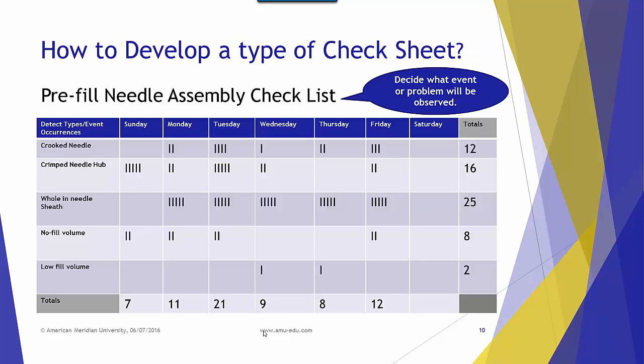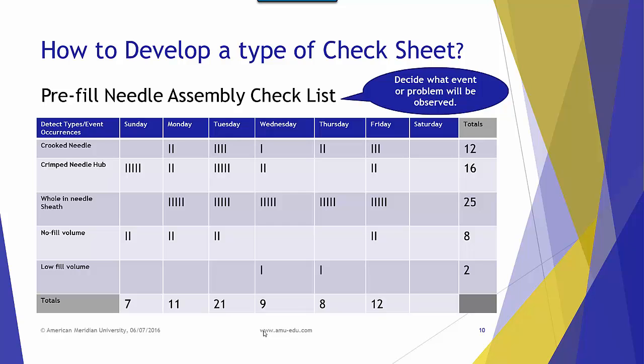How to develop a check sheet. The check sheet is created by building a table. What you will see here is a table that has first defect types and event occurrences. Then the 6 days of the week are documented, and to the far left is the totals. So what you have here is a total of 9 columns.